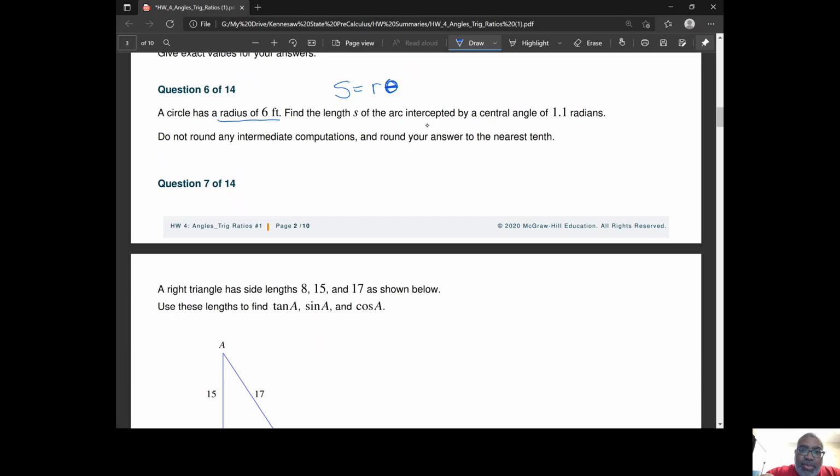Okay, so we plug in our values. R is 6. Theta is 1.1. This is equal to 6.6 feet. Yeah, that's it, and I'm pretty sure I was correct. When you do this formula, S is equal to R times theta, or any of the formulas around it, make sure you're in radians. Don't do that in degrees. But let us continue.